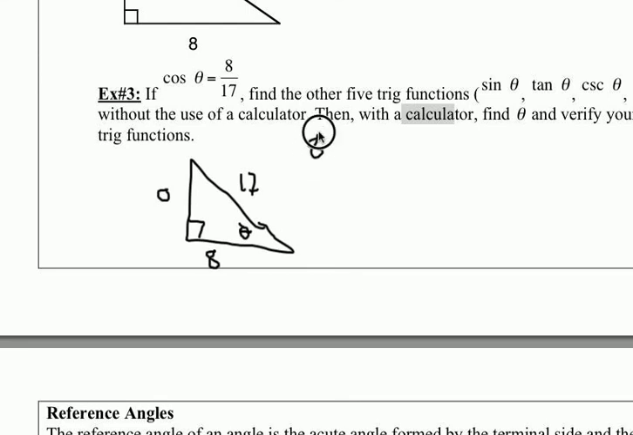So 8 squared plus the opposite side squared equals 17 squared. You would solve for the opposite side. Once I have all three sides, then it becomes just like the previous example, where I simply have to write down the other ratios and take the reciprocals to find the cosecant, secant, and cotangent. So that's going to be it for this edition.